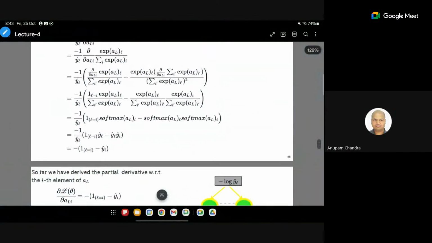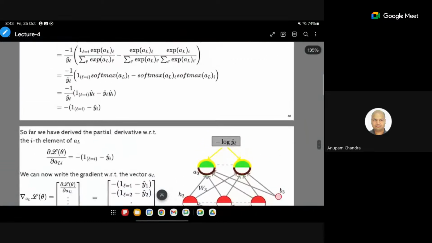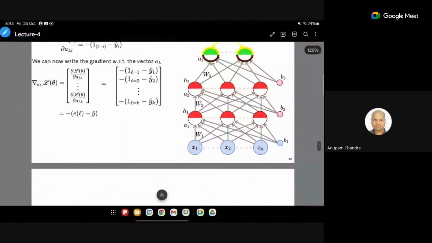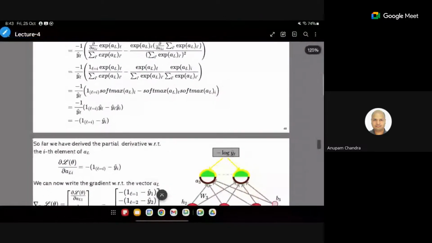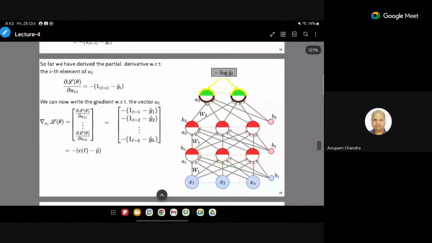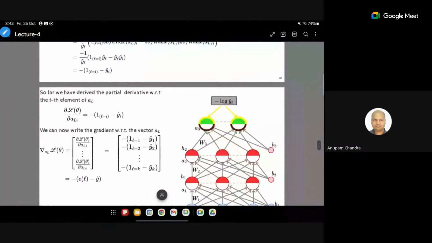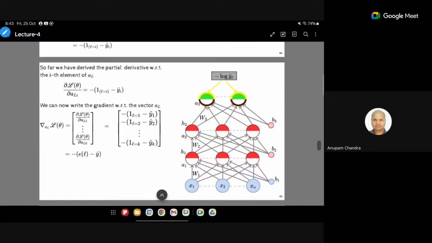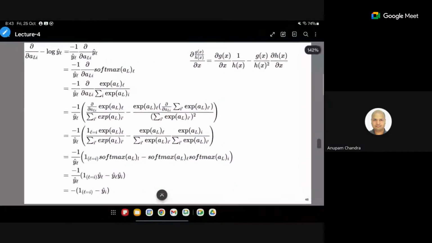Now, some of the formulas will change because of tanh versus sigmoid. If tanh, then only one formula will change, the derivative one, del H by del A. That's the only change. Otherwise, everything is the same.